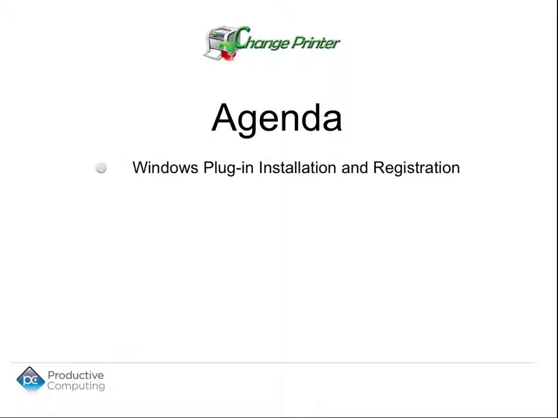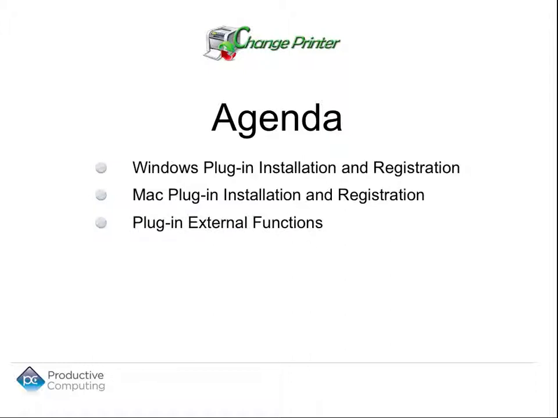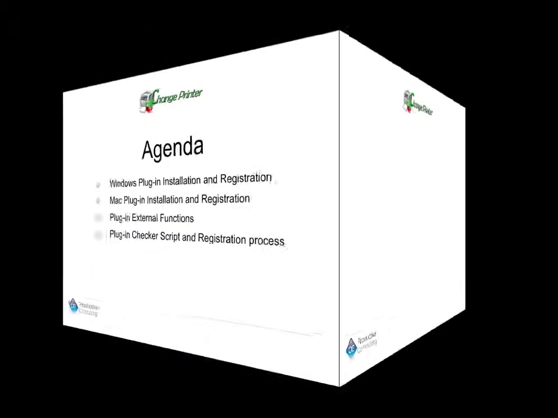Let's take a look at the basic setup of the Change Printer plugin. This video will address these four areas: how to install and register the plugin on a Windows machine, how to install and register the plugin on a Mac machine, where to find all available external plugin functions, and how to create a plugin checker script and hard code the registration process.